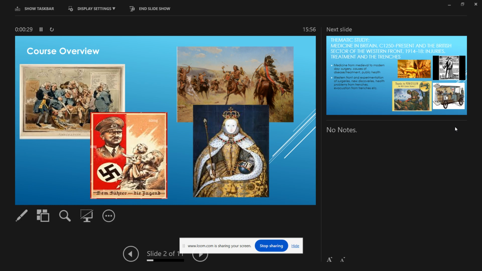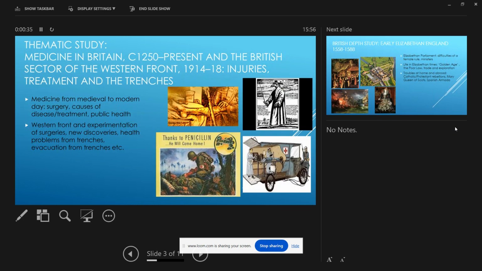I'm just going to run through some of those in a bit more detail so you get a bit of an understanding about them. The first one we study is our thematic study. This is looking at medicine in Britain, which runs from the medieval time right the way through to modern day. And then it has what we call a historic environment, where we look in detail at the British sector of the Western Front from 1914 to 1918, where we look at different injuries and treatments, life in the trenches, that kind of thing. So this is a really long, varied unit where we look at different types of medicine.